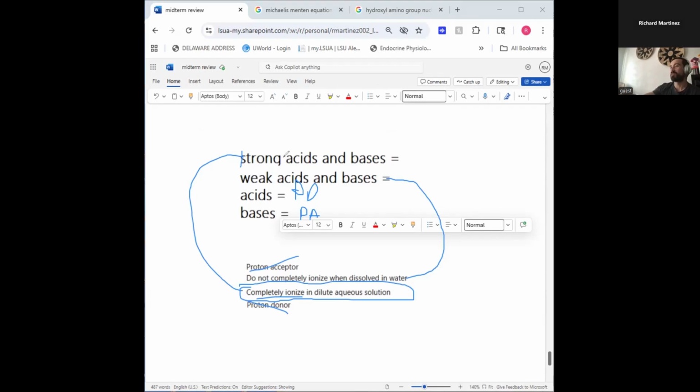Remember, once it accepts that proton, it swaps over. In the forward reaction, the acid donates and the base accepts. In the reverse, the conjugate acid and the conjugate base swap roles. The acid goes to the conjugate base after donating a proton, and the base goes to a conjugate acid after accepting a proton. It goes back and forth.